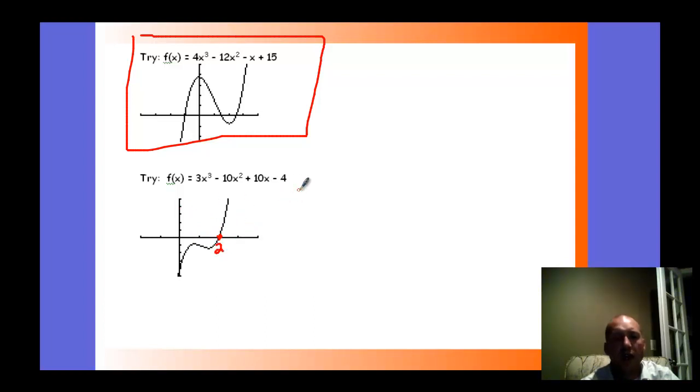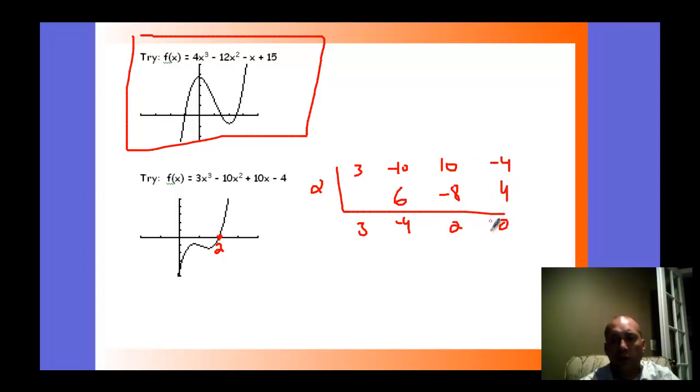So let's synthetic divide this by 2. Drop 3, multiply, -4, multiply, -8. Add 2, multiply 4, we have a remainder 0. So we're left over with 3x squared minus 4x plus 2. And now we need to find zeros of this.